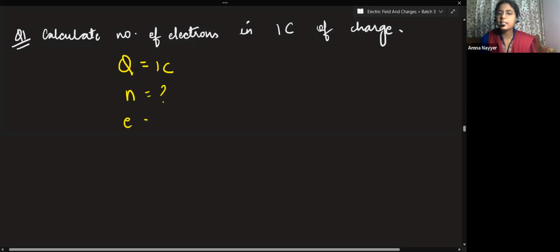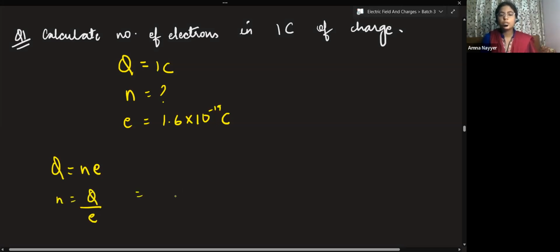The electronic charge we already know: 1.6 into 10 to the power minus 19 coulomb. So on applying this formula, Q is equal to n e. This is the first formula of your 12th standard. Q is equal to n e. Now n is missing, n will be Q divided by e. So Q is 1, electronic charge is 1.6 into 10 to the power minus 19.